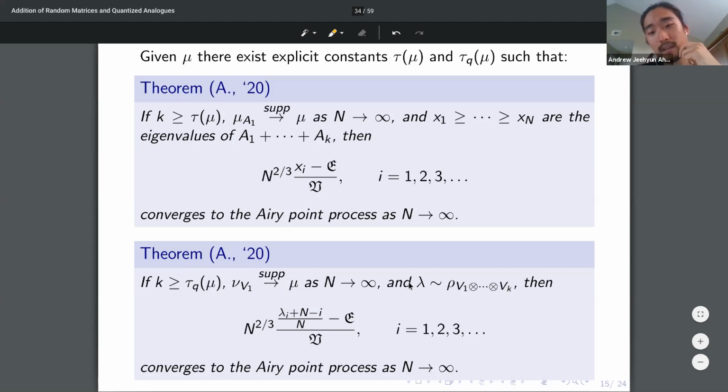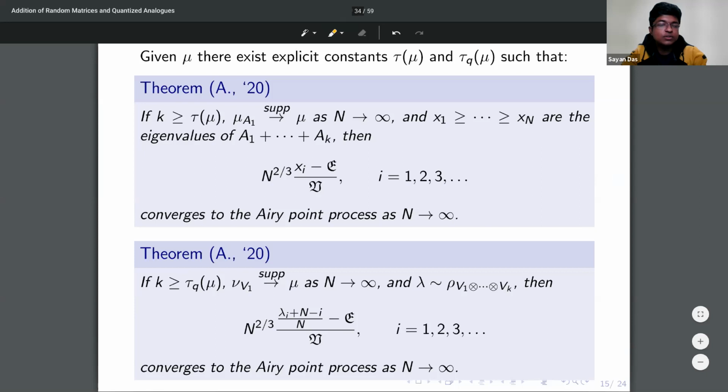Then, if we take the signature lambda distributed by this row V1 tensor up to Vk, the particle system associated to lambda, meaning this sort of lambda I plus n minus I over n, will converge in the same way as above to the Airy point process as n tends to infinity. So this is really sort of the analogous theorem as above. Any questions about this statement?